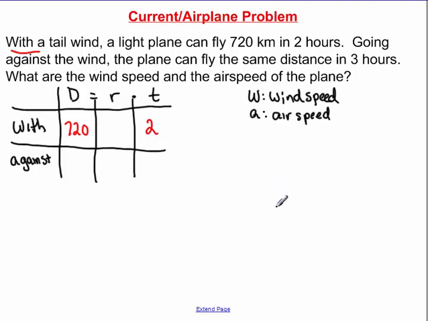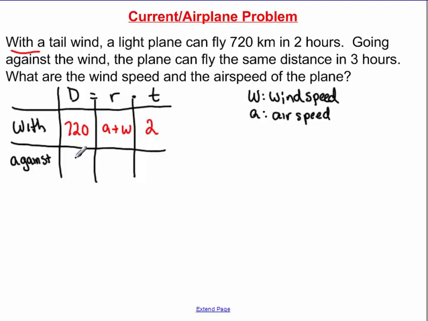So with a tailwind means the wind is at the back of the plane, and it is helping the plane along. So think about a windy day, or think about you're on a boat in a river. If the current is at your back, pushing you forward, the wind is at your back, pushing you forward. You're on a plane, it's at the back, pushing you forward. The airspeed is being helped by the wind, so it's A plus W.